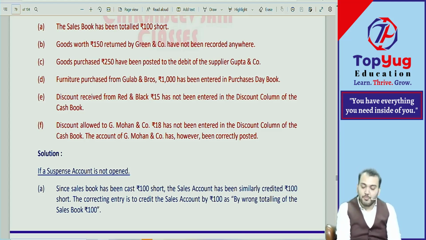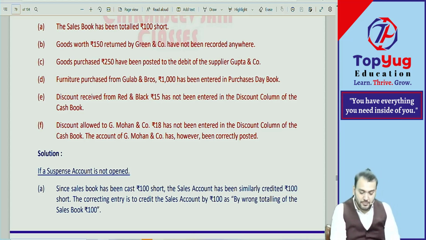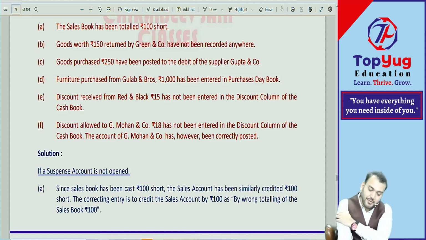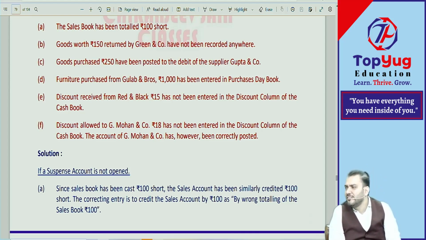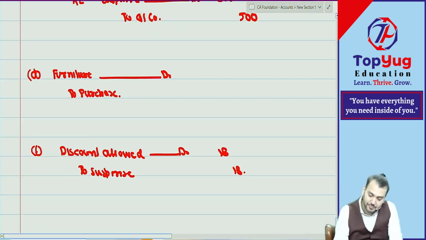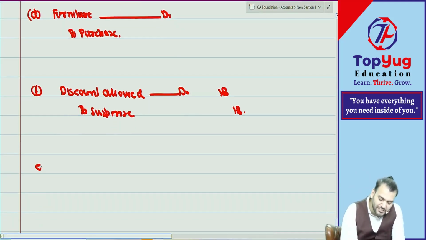Next, point number E. Discount received from Red and Black, 15, has not been entered in the discount column of the cash book. One sided or two sided? Why two sided? Because it is a complete omission. Complete omission means two sided. So what will be the correct journal entry? Now you need to pass the correct journal entry.